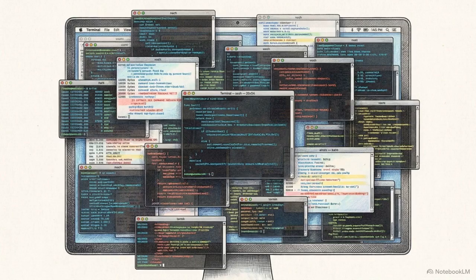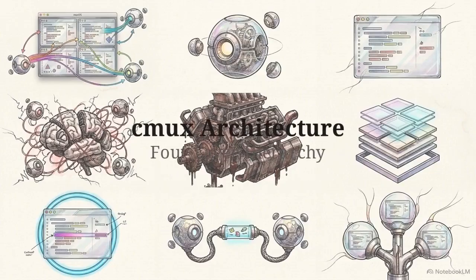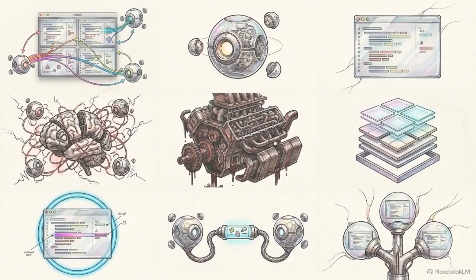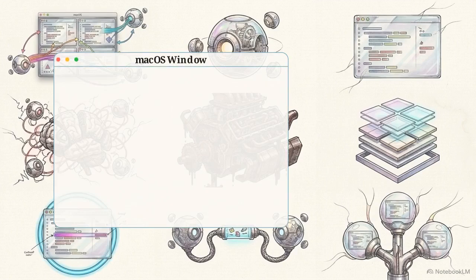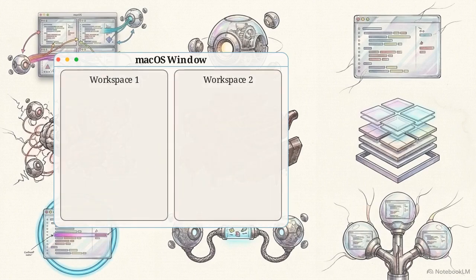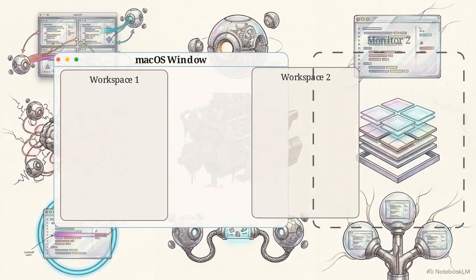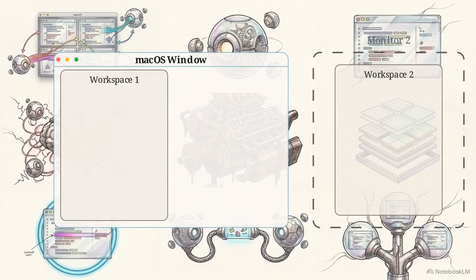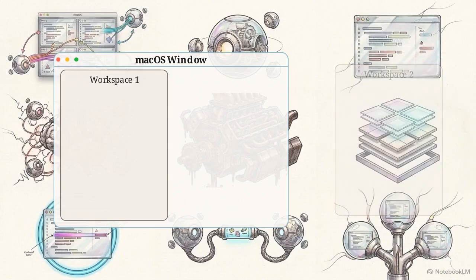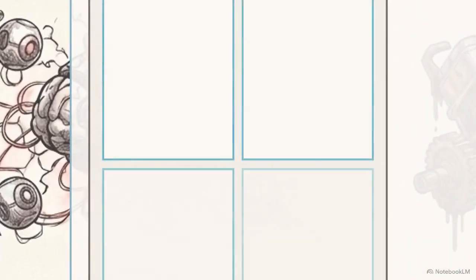Organizing dozens of active terminal sessions on a single screen usually results in a chaotic mess of overlapping windows and buried tabs. To solve this, CMUX uses a structured 4-layer hierarchy. As this diagram shows, the outermost container is the macOS window, the primary frame for the workstation. Inside that window are workspaces. These represent persistent, independent groupings. Because they are decoupled from the OS window, a developer can move an entire workspace between monitors.